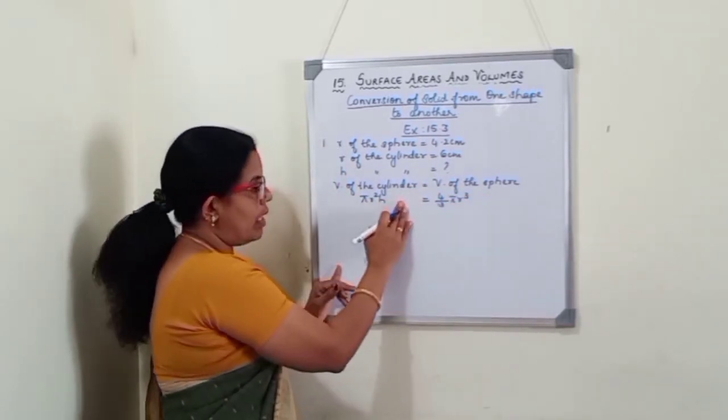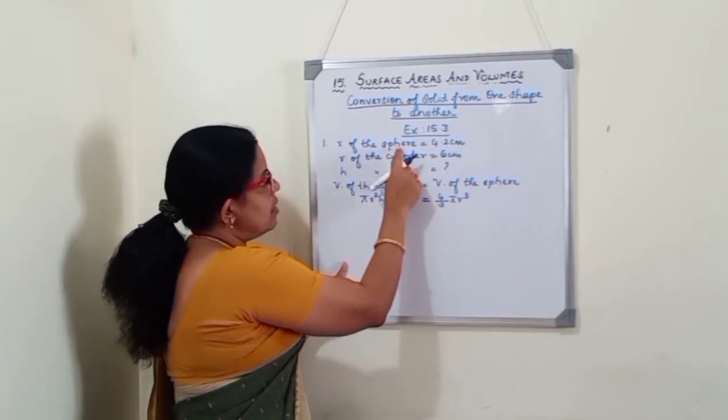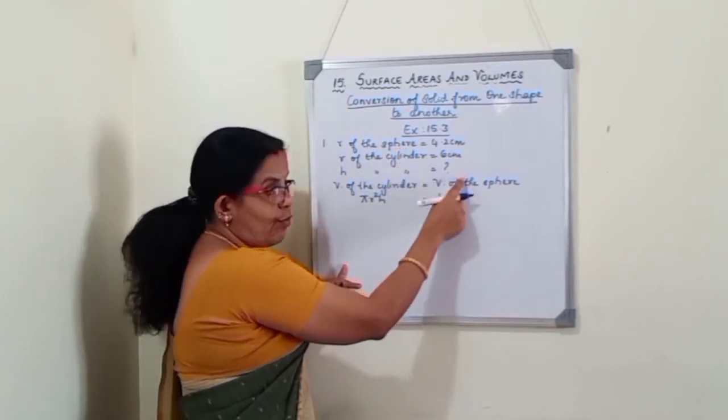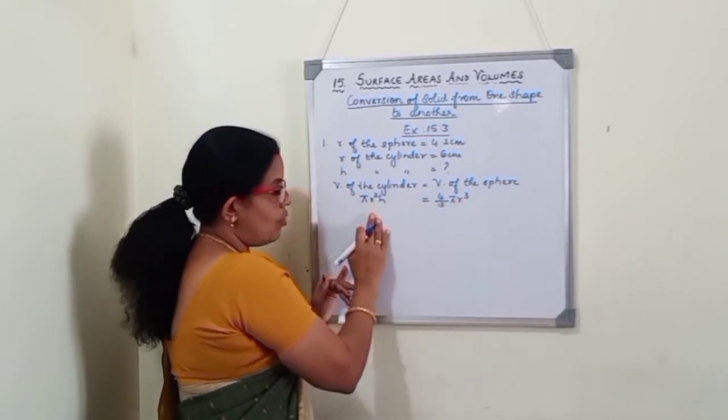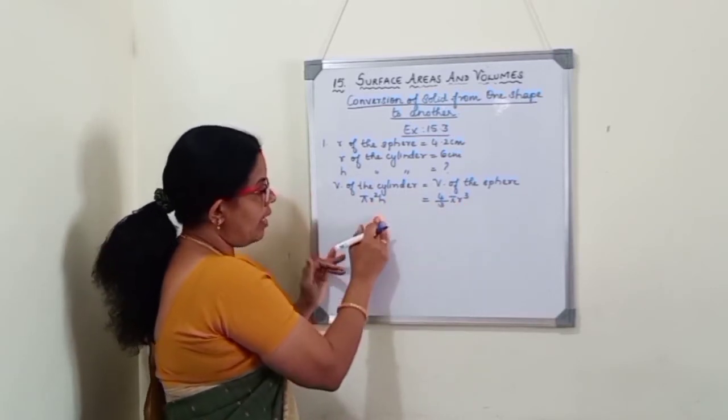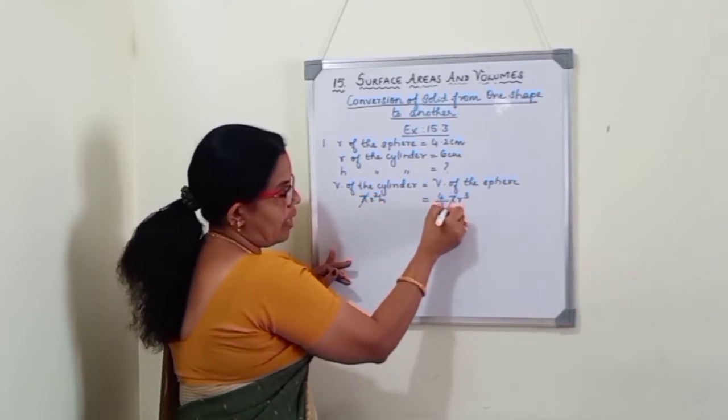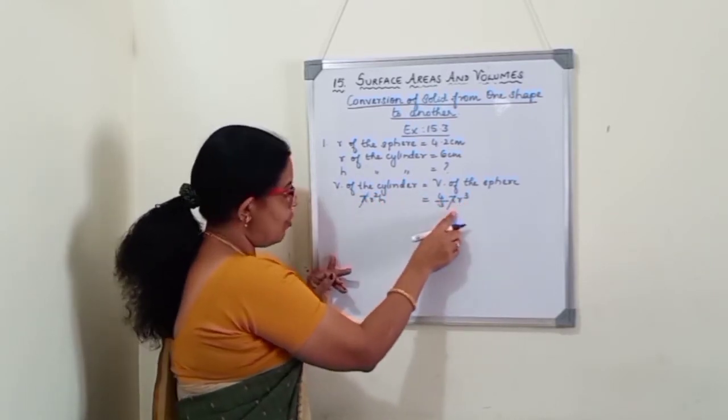So here the sphere is melting and making the shape of a cylinder. Radius of the sphere and radius of the cylinder are different. Don't cancel, as we are seeing r square and r here. Don't cancel the common term from either side. Only we can cancel pi, because the value of pi is 22 by 7.